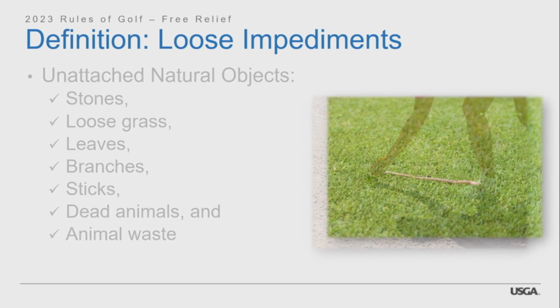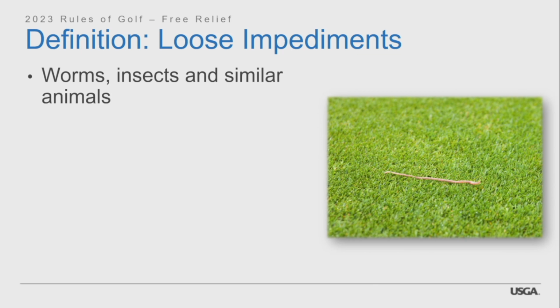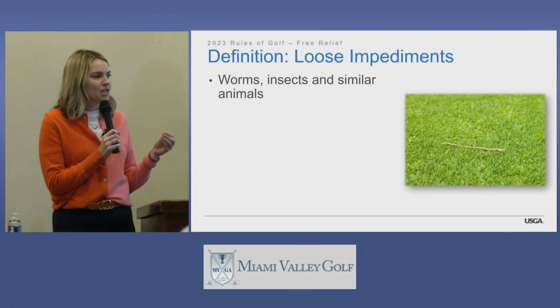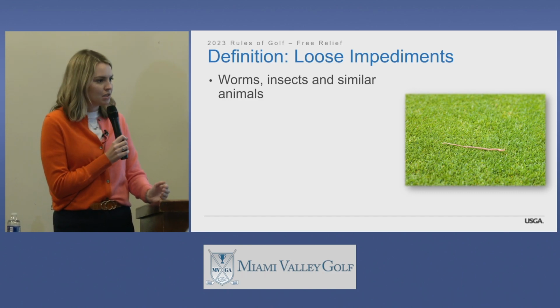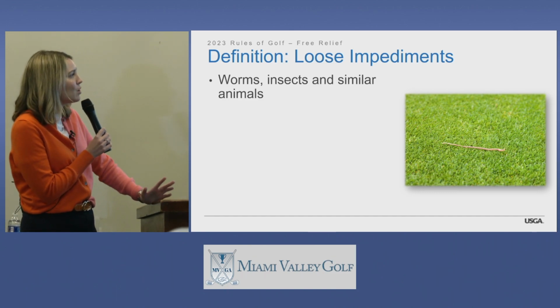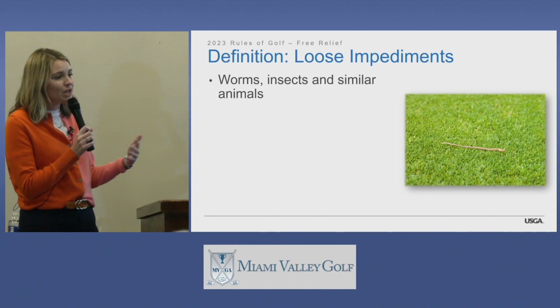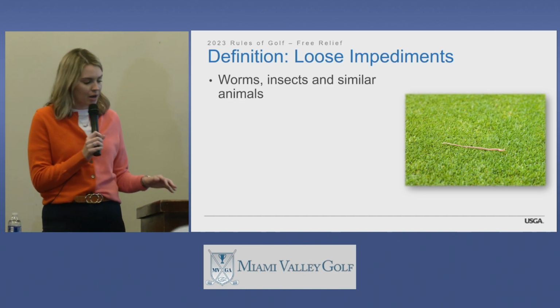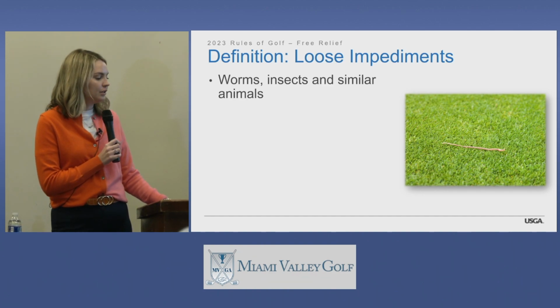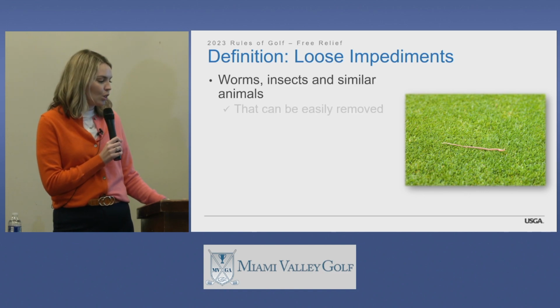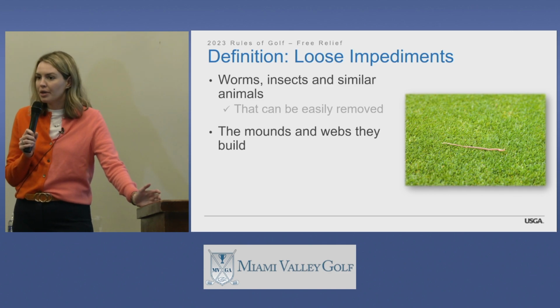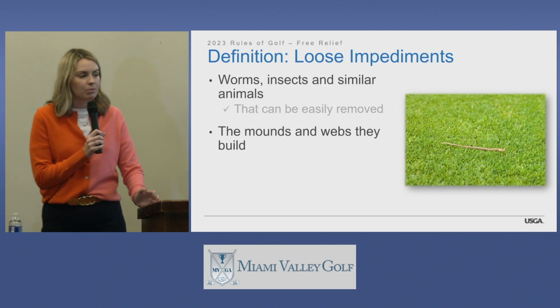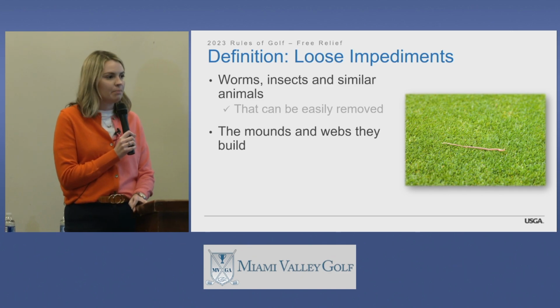We talked about, as it relates to our putting green rule for those accidental deflections, that some animals are going to be defined as a loose impediment. These small insects like worms, similar, that we can move easily, right? We can kind of pick them out of the ground. We also include the webs and the mounds that they build, right? Anthills are going to be considered to be a loose impediment.